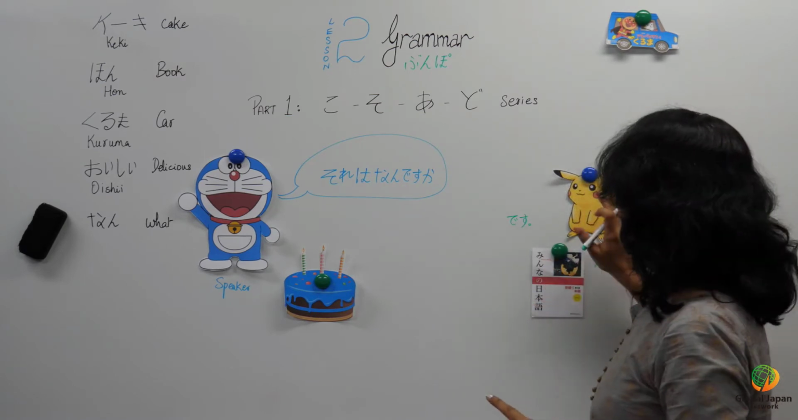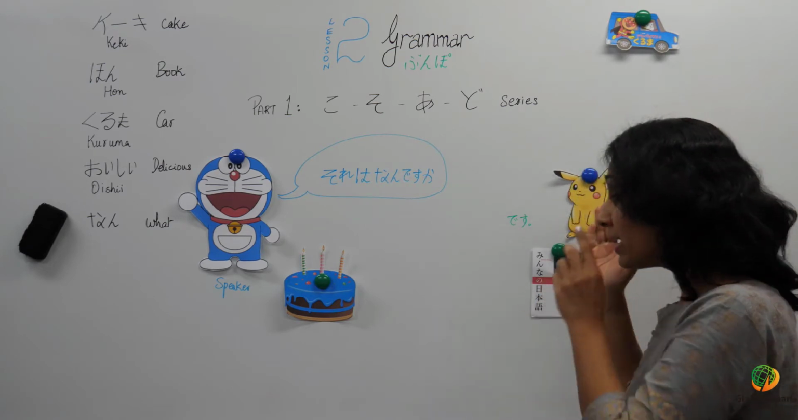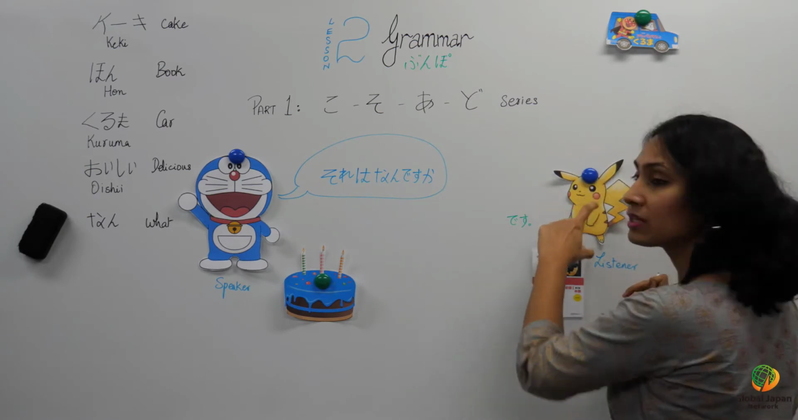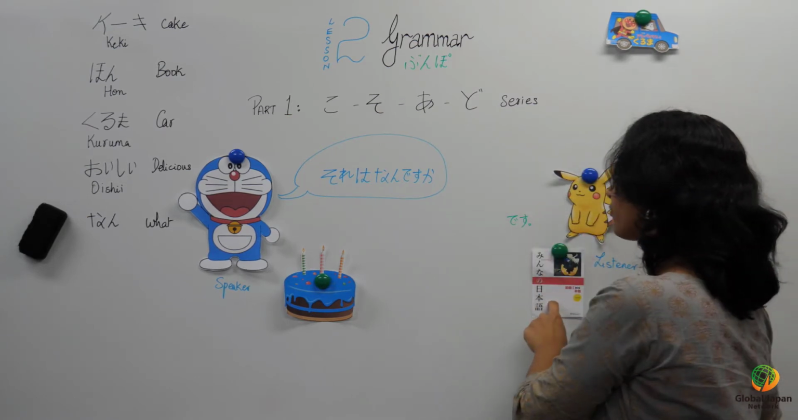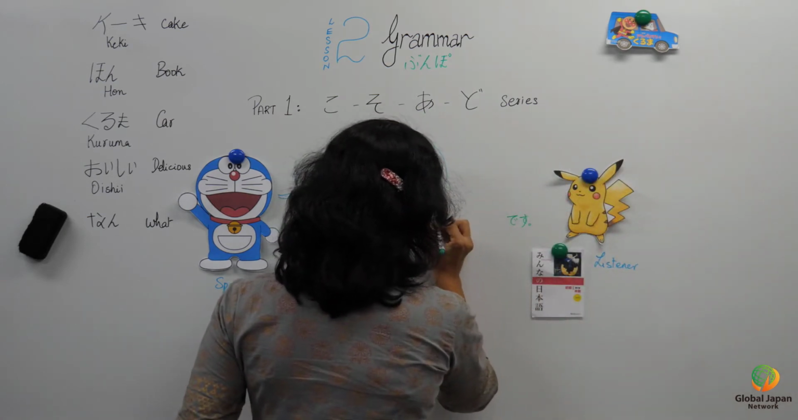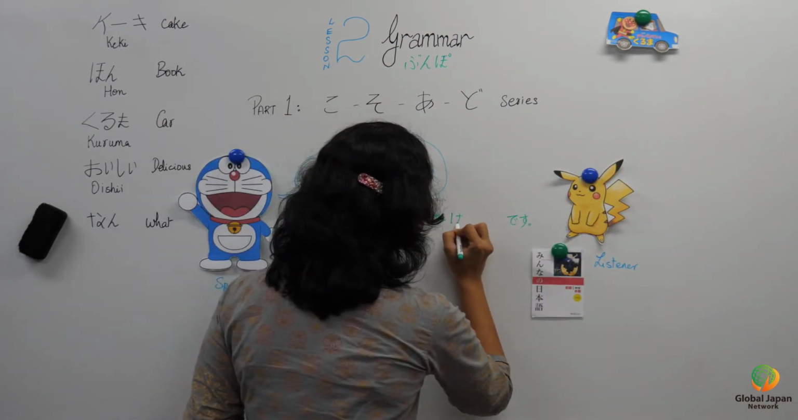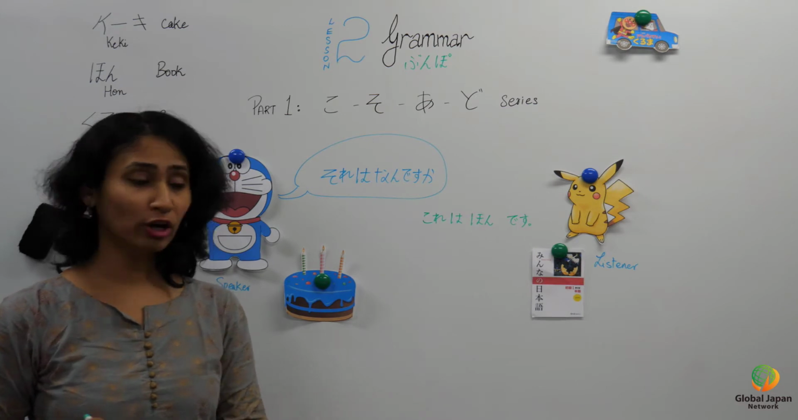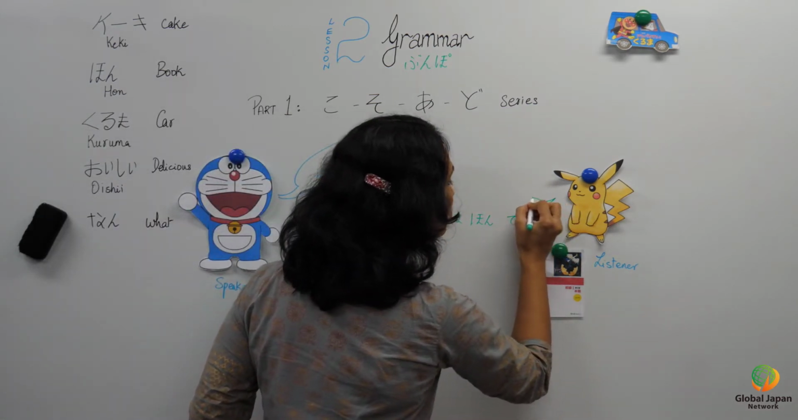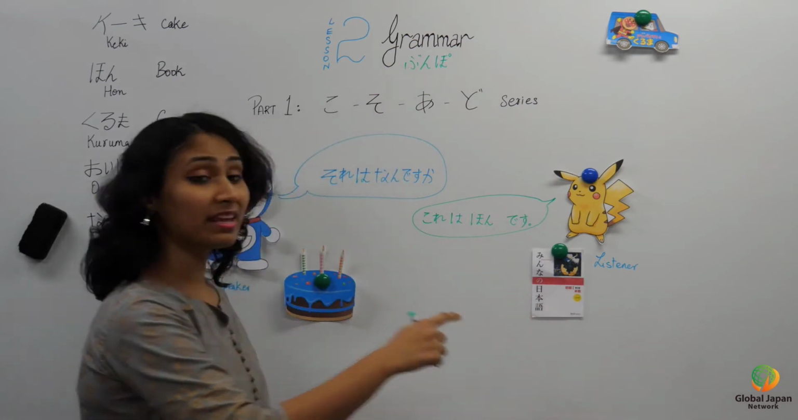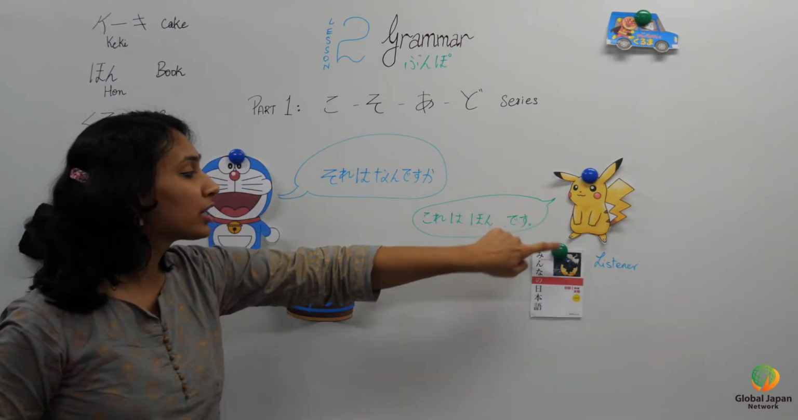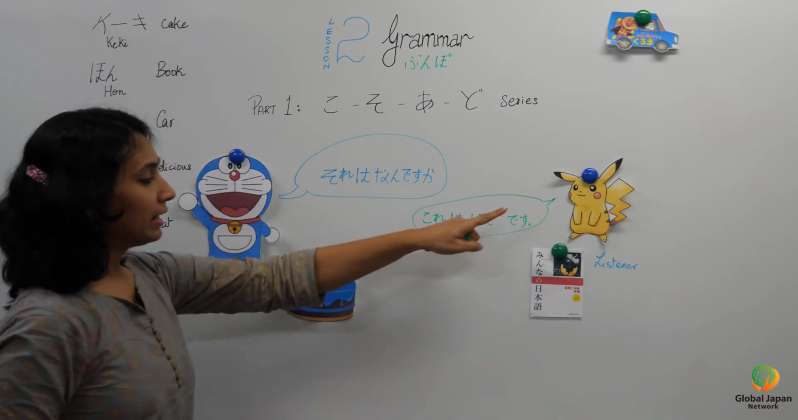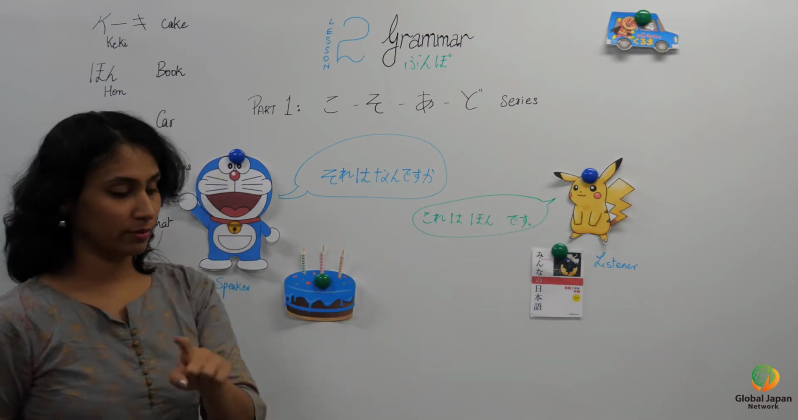No. If he is going to answer, from his viewpoint, you will map the distance. This object is near this person, hence he should refer to it as kore wa hon desu. Getting my point? So whoever is talking has to check where is the object. From his viewpoint, he will check the distance and then fit the word. Okay. Next.